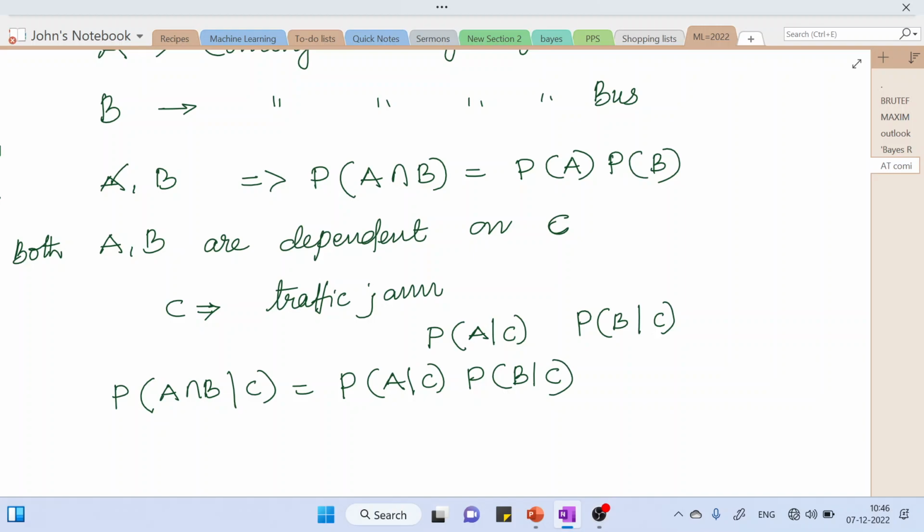Now, why am I discussing this conditional independence? Because we are talking about Bayesian belief networks, which are also called Bayesian networks. Bayesian belief networks or Bayesian networks are a graphical representation of the probabilistic picture.